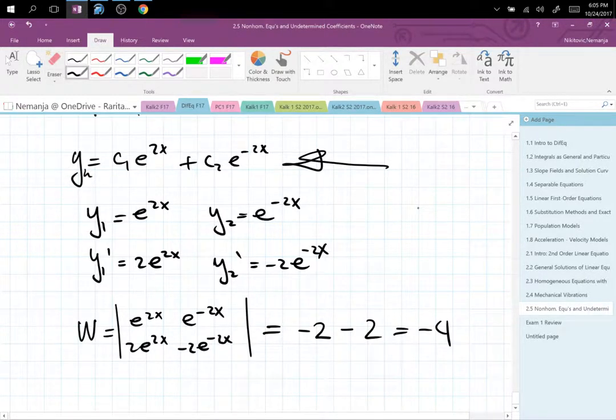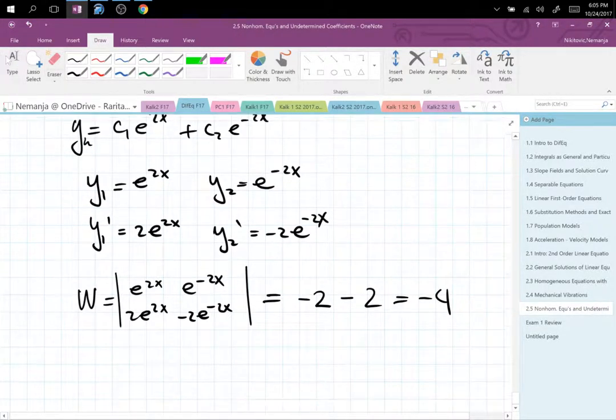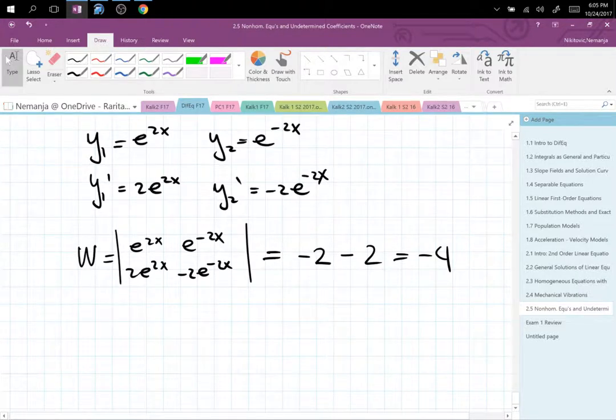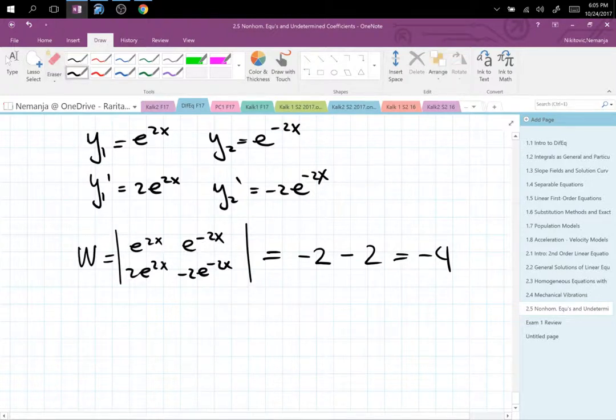Like the negative 2 e to the negative 2x, when you multiply, and then subtract from the other multiplication. Diagonal minus the other diagonal. Cancel out.